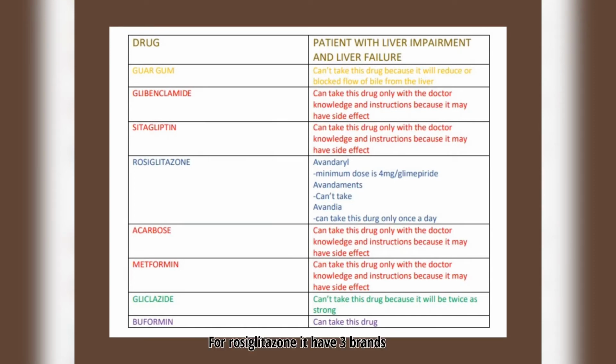For rosiglitazone, it has three brands: Avandaryl, Avandamet, and Avandia. For Avandaryl, this patient can take it but with a minimum dose of 4 mg of glimepiride. For Avandamet, this patient cannot take it, and for Avandia, this patient can take this drug only once a day.